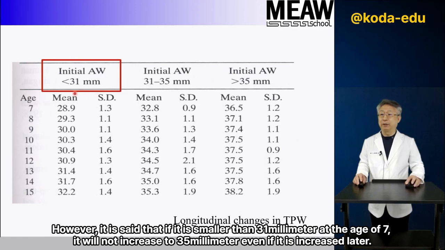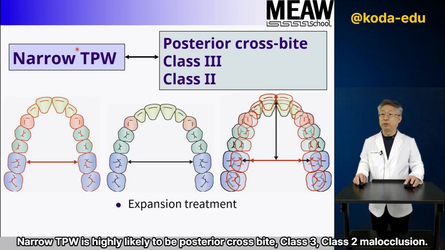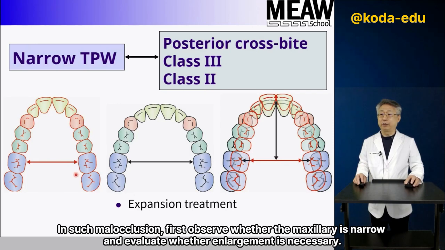However, it is said that if it is smaller than 31 mm at the age of 7, it will not increase to 35 mm even if it is increased later. If so, the extension of the maxillary arch will be necessary. Narrow TPW is highly likely to be posterior cross-bite, Class 3, Class 2 malocclusion. In such malocclusion, first observe whether the maxillary is narrow and evaluate whether enlargement is necessary.